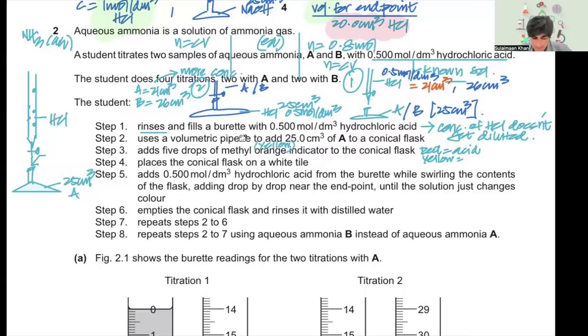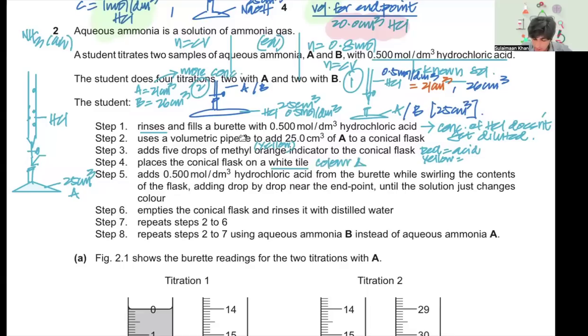He places the conical flask on a white tile. Why would he place the conical flask on the white tile? So that the color change is more clearly observable, right? Or you could say to observe a clear endpoint. That's also absolutely correct. So the color change is clearly observable.